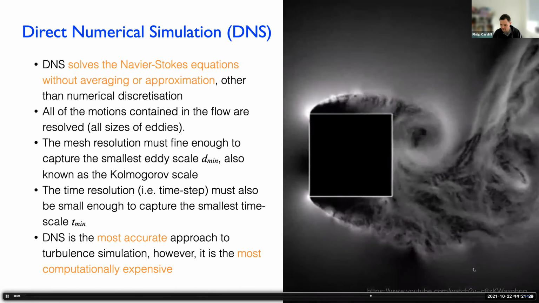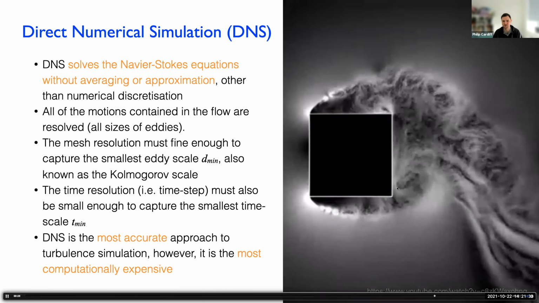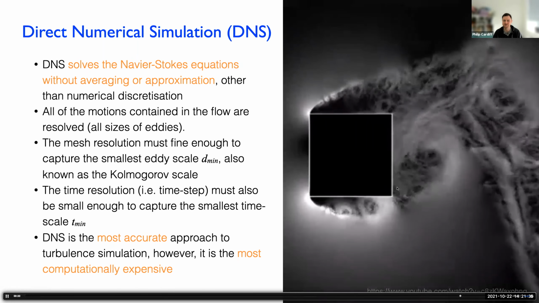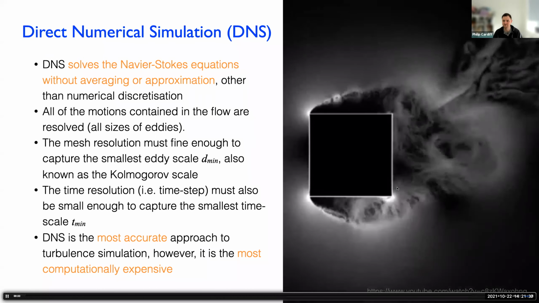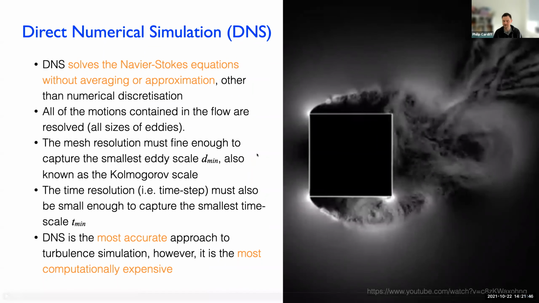If you click on the link there, I think they explain how long it took to do that calculation, but it was probably using hundreds or thousands of CPU cores running for weeks just to get a 2D simulation of flow over a box. So you can see that this DNS approach is not really practical for modeling engineering flows, like designing a car or something like that.